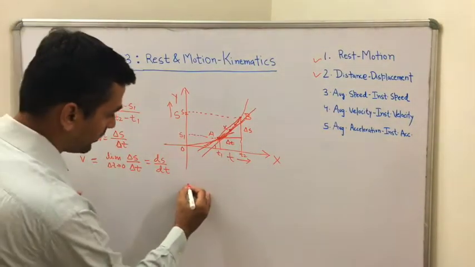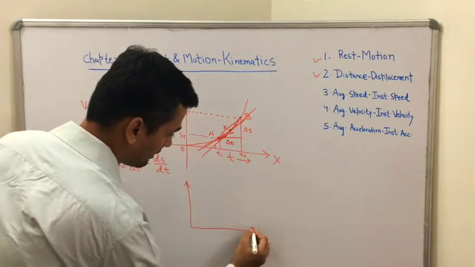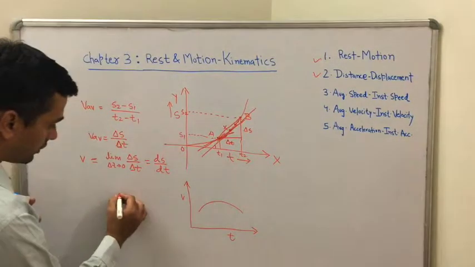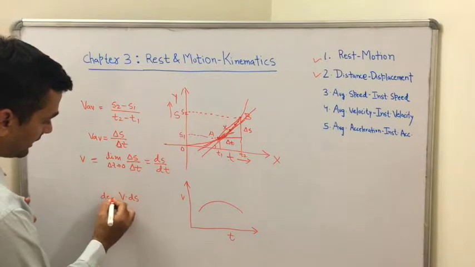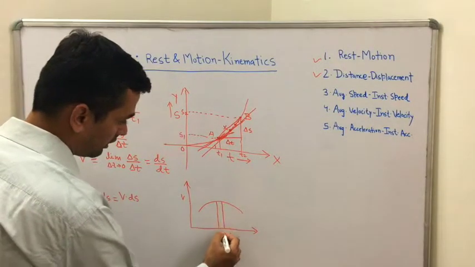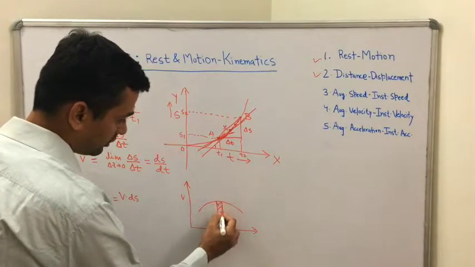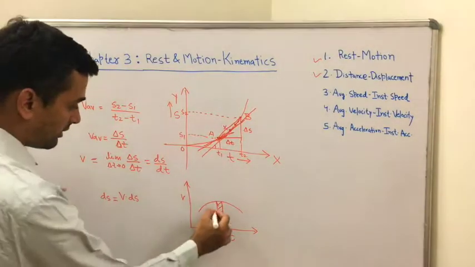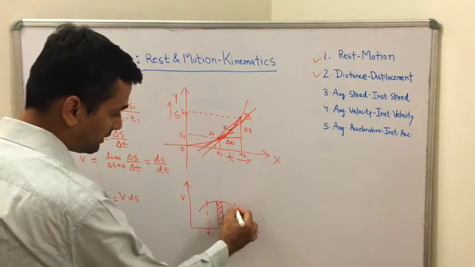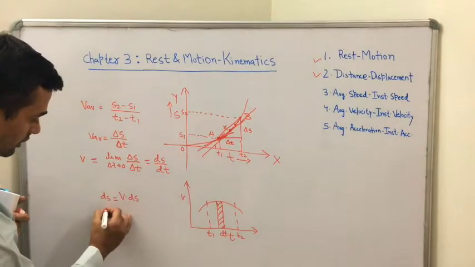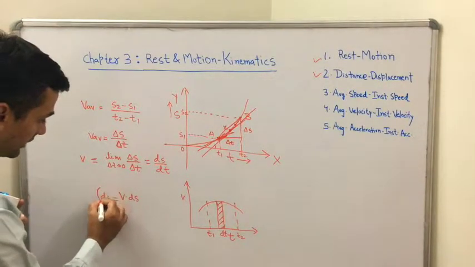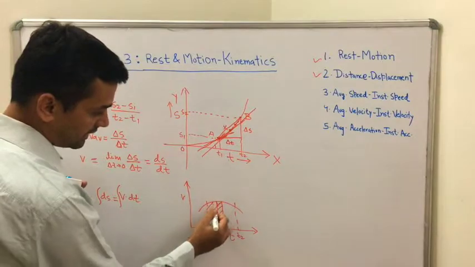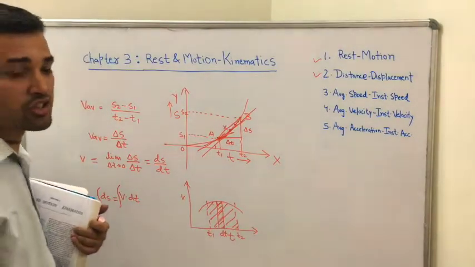Also, we need to understand that when we have a velocity-time curve, something like this, we know that v dt gives me ds. For any small time dt, the area of this strip gives me the distance that the body travels in this dt time. So if I have to find the distance traveled from t1 to t2, I need to integrate v dt. That means the area under the v-t curve gives me the distance traveled.